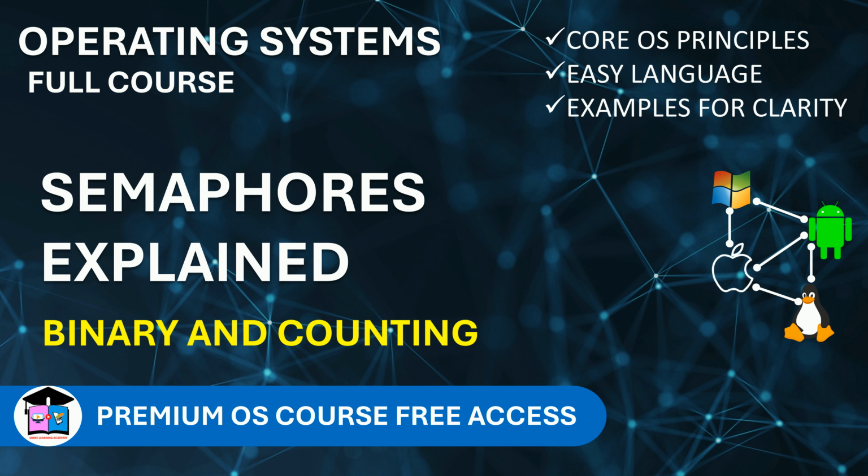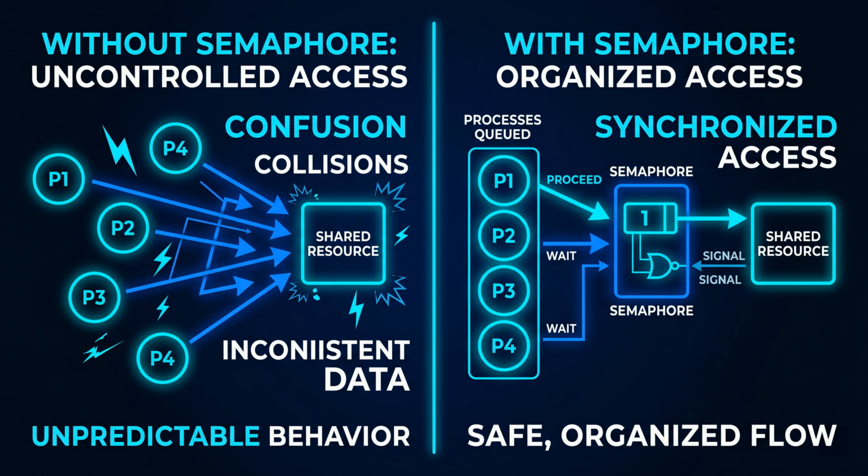Let's simplify semaphores. Imagine multiple people trying to enter the same room through one narrow door at the same time. If everyone pushes at once, there will be confusion, collisions, and delays. The same kind of problem happens inside an operating system when multiple processes or threads try to access a shared resource together. That resource might be a printer, a file, a memory buffer, or even a simple variable. If access is not controlled properly, the result can be inconsistent data and unpredictable behavior.